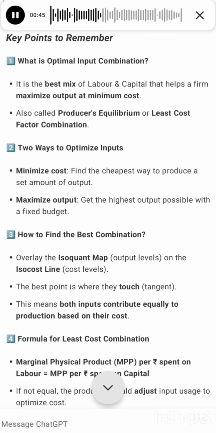3. How to find the best combination. Overlay the isoquant map (output levels) on the isocost line (cost levels). The best point is where they touch, where they are tangent. This means both inputs contribute equally to production based on their cost.